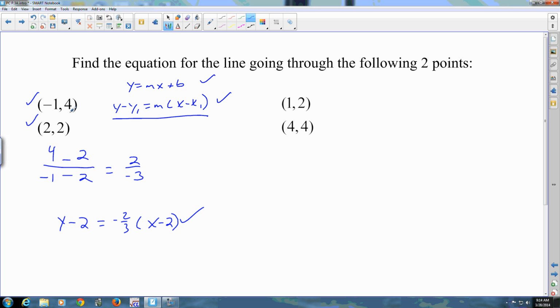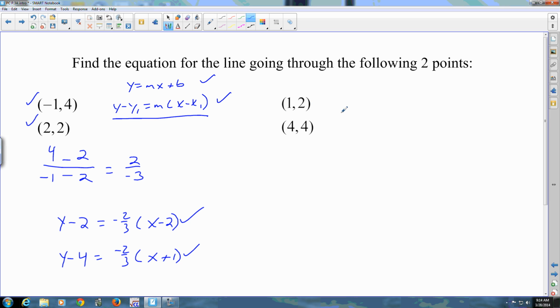I realize if you choose this one, it's going to look different. Y minus 4 is equal to negative 2/3 times x plus 1. Sure, it looks different, but it's the same line. If you were to distribute this in and add the 2, or distribute it in and add the 4, you come up with exactly the same equation. Okay, they're the same. Either one of these I would take.